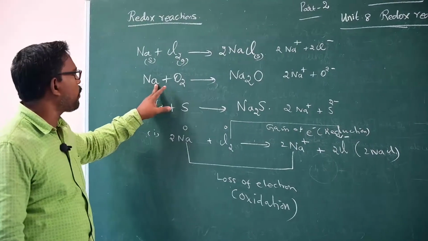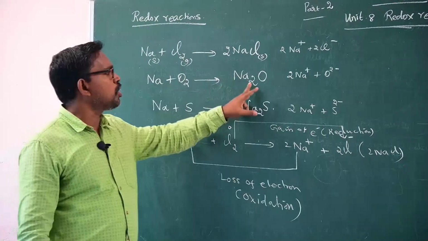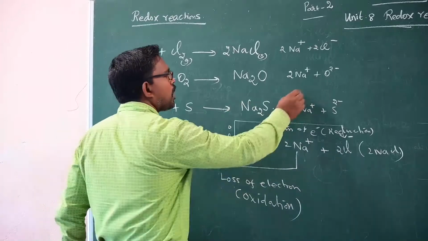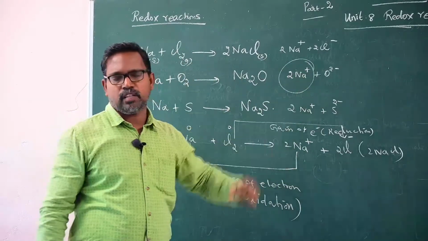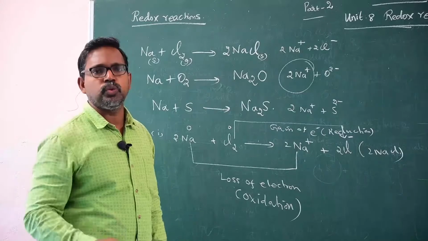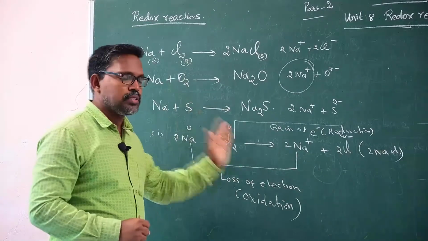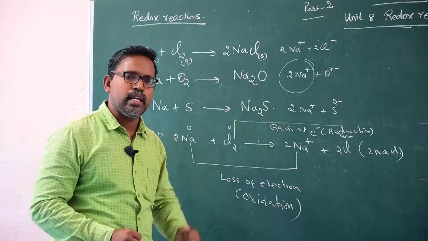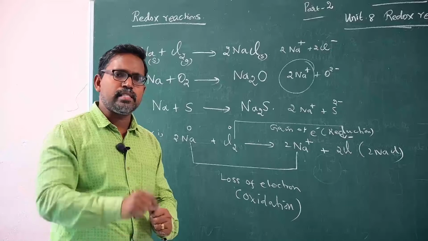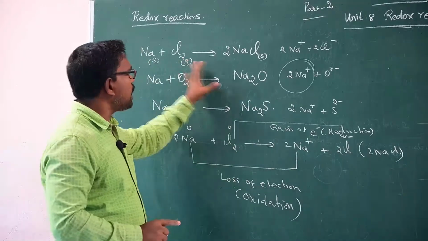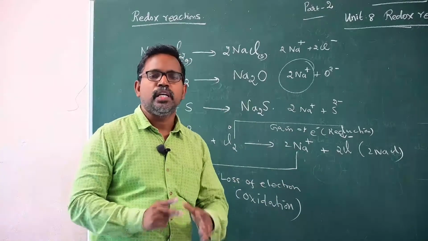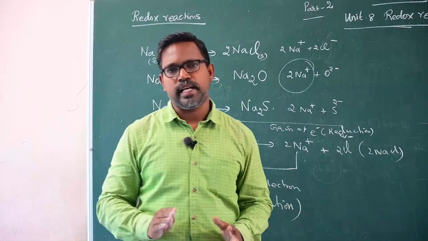In a similar way, sodium here also loses electrons, and oxygen gains 2 electrons. So loss of electron as well as gain of electron, that is, oxidation as well as reduction, takes place in the same chemical reaction. It is said to be a redox reaction.